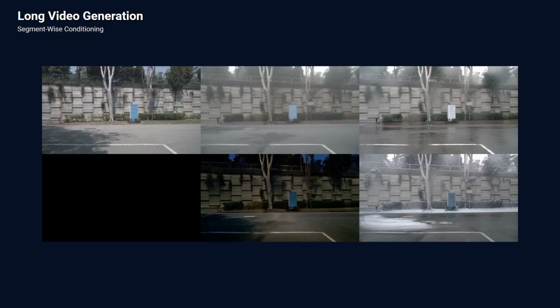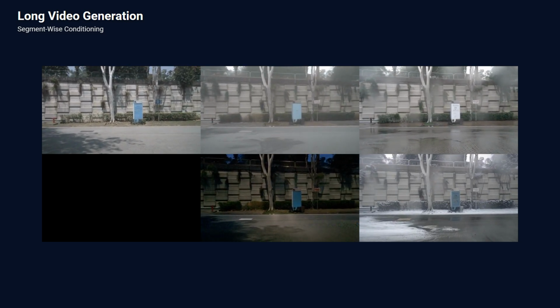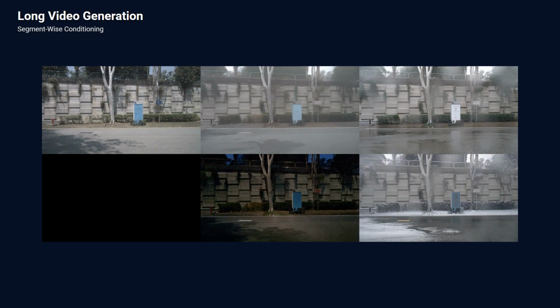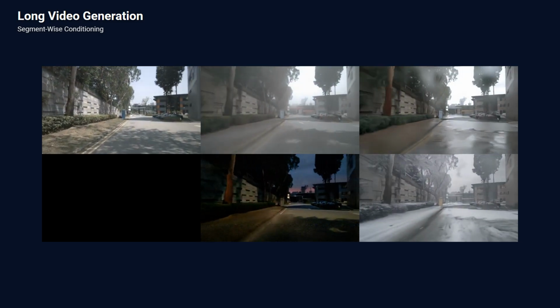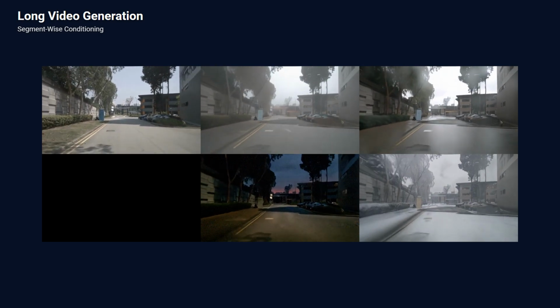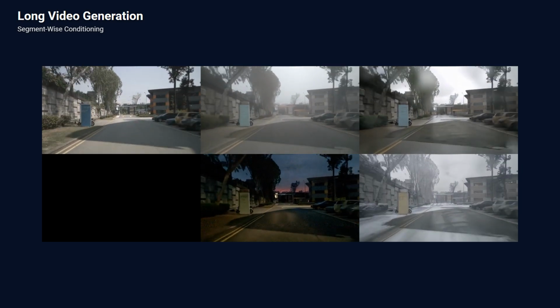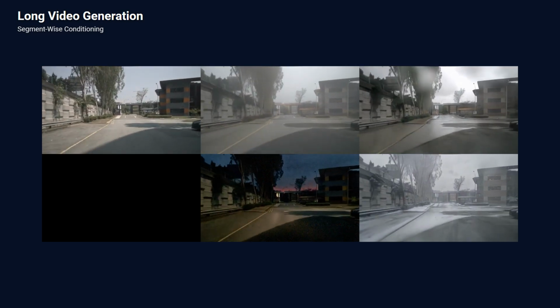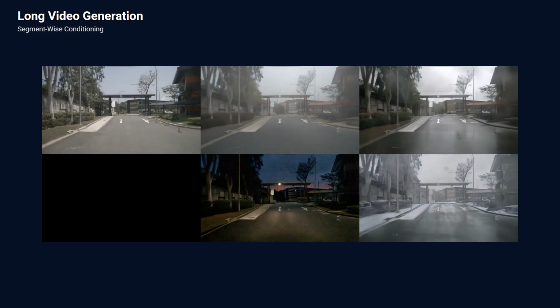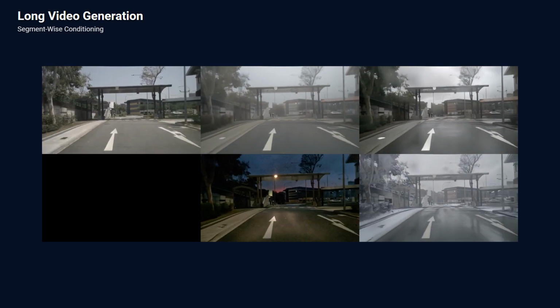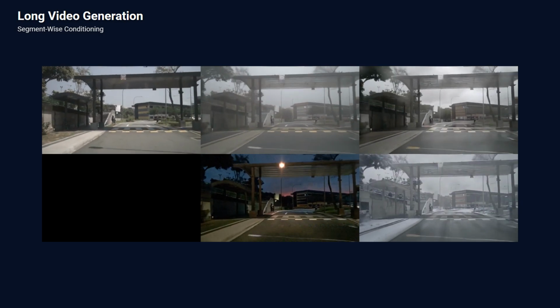For long video, we use segment-wise generation. During training, we randomly mask frames to learn both first segment and continuation. At inference, each new segment is conditioned on the last frame of the previous segment. This ensures smooth temporal continuity, with no flickering or style drift. The result: stable quality over hundreds of frames.